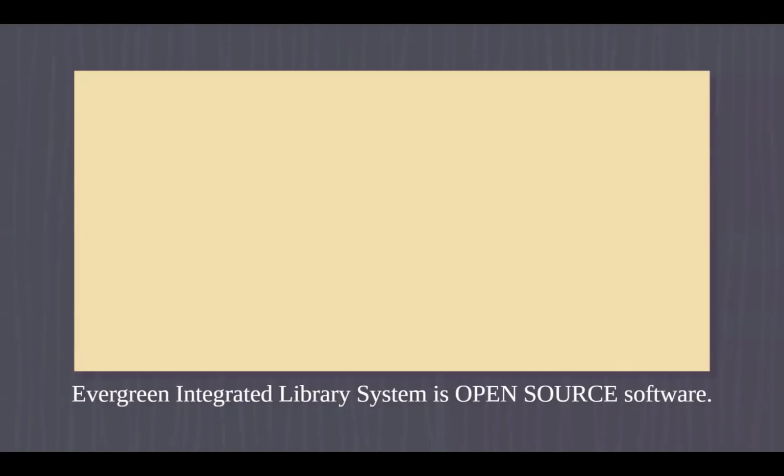Before we go too far into this, it's important to state very explicitly that Evergreen Integrated Library System, or ILS, is open source software. So anything that I talk about today is going to be related to the development of open source software. Open source is a model for development that relies on transparency, collaboration, and community to produce software that does what the end users need.